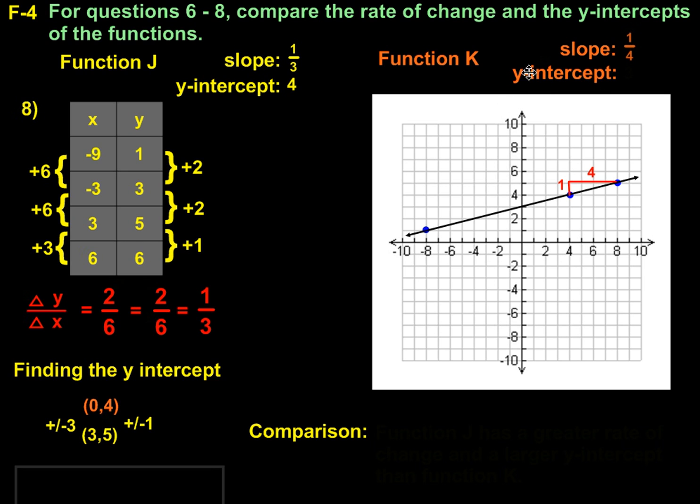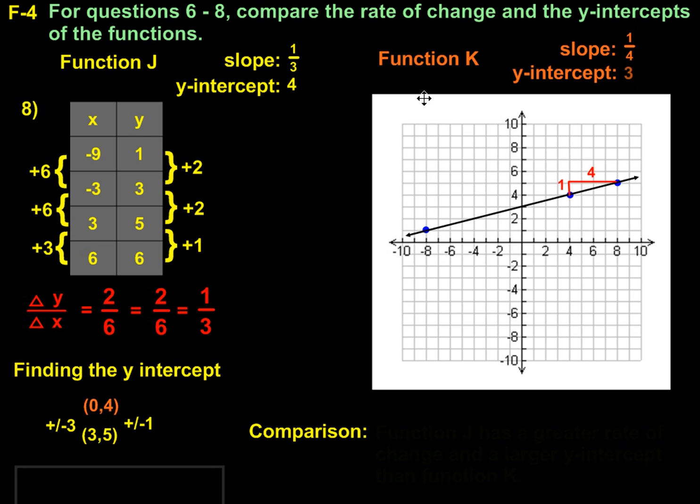Now I still need to determine my y-intercept, but it's actually easier to do that on a graph than it is to do it on the table, because I can see my line crosses through the y-axis at that point right there, point 3. So that tells me that my y-intercept is a 3.